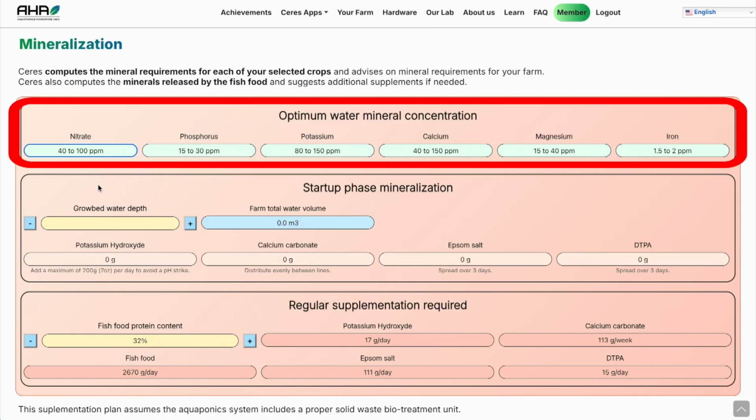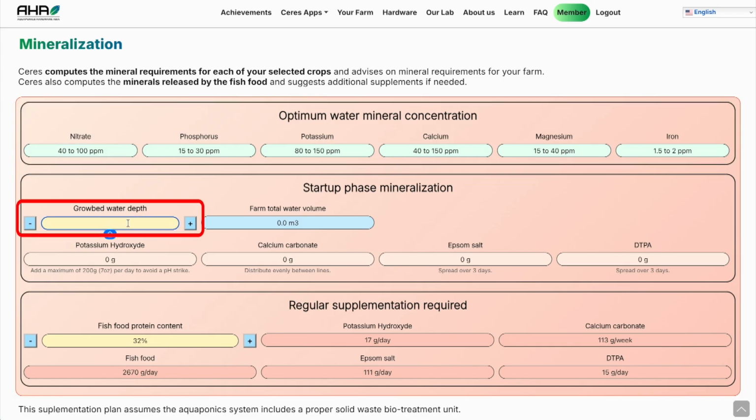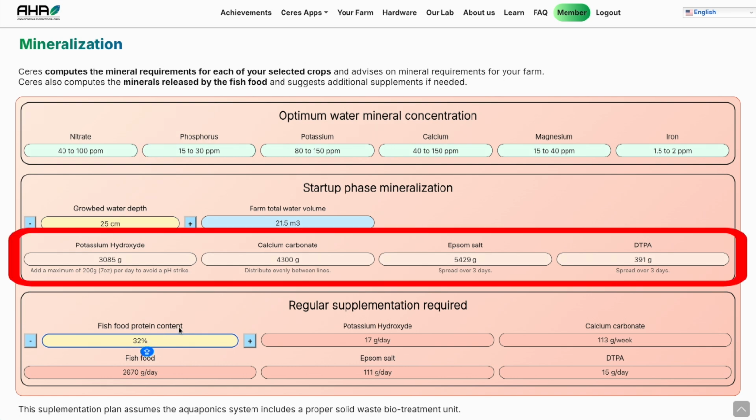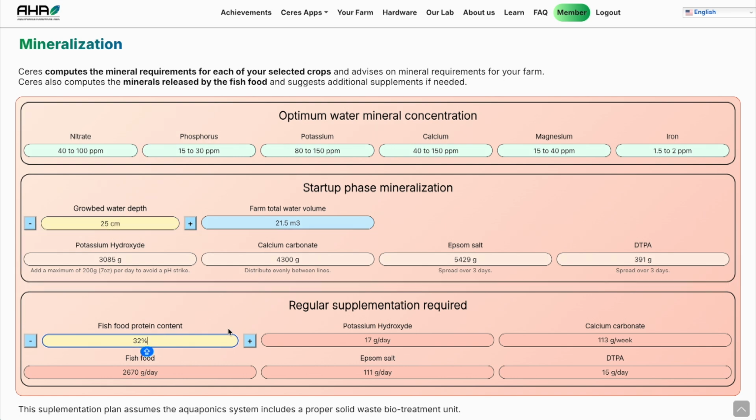Ceres computes the required water mineralization for all these plants to thrive. We enter the water depth in our grow beds, 25 centimeters. Then, Ceres advises us on the initial mineral supplement required. The fish food we will use contains 38% proteins.